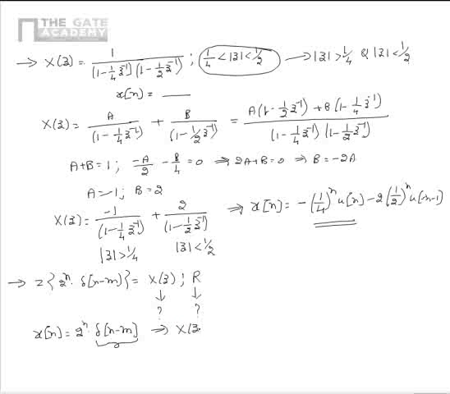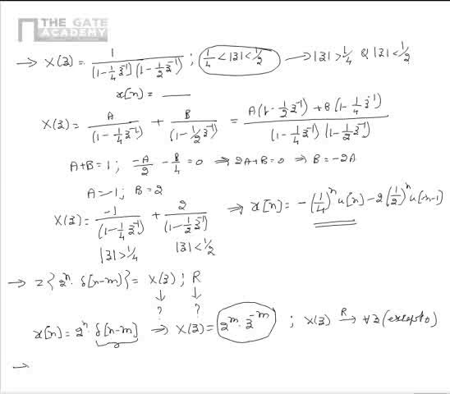From this we can see that x of z is equal to 2 power m multiplied by z power minus m. Also we see that the z transform x of z converges for every z except 0. So the ROC of x of z is every z except 0.